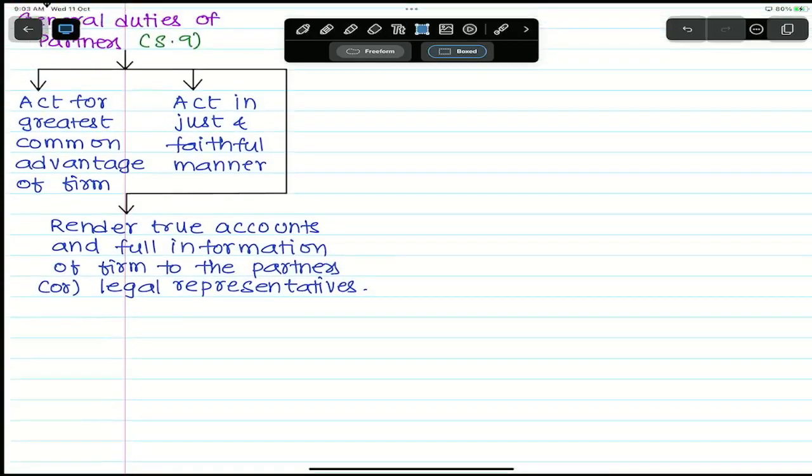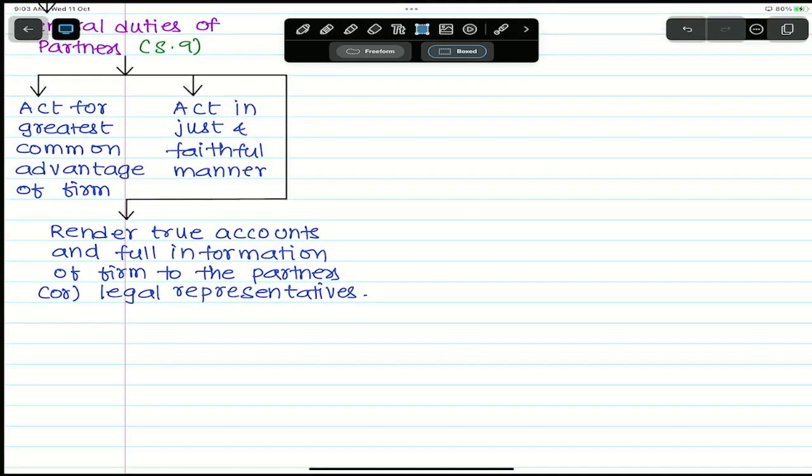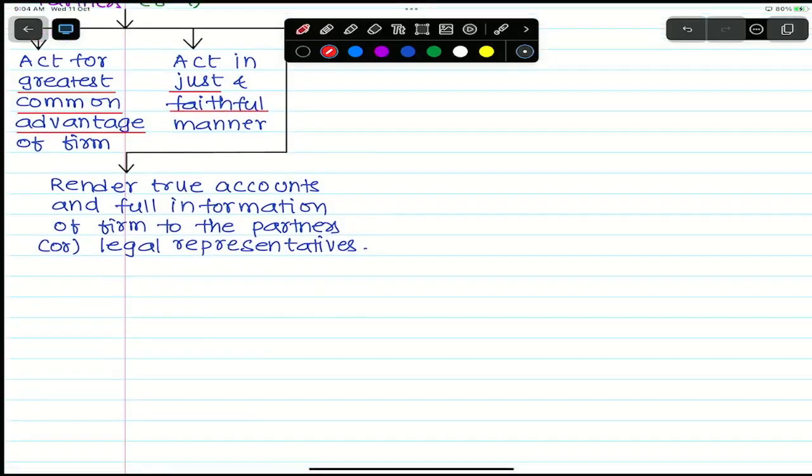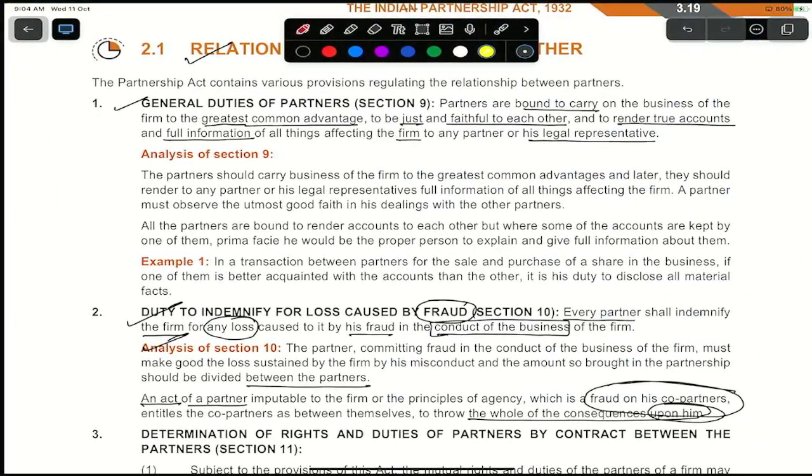So these 3 points, everyone understood clearly. First, act for what? Act for the greatest common advantage. Second one, just and faithful. Next, render true accounts, full information to the partners or the legal representatives. Completed? See here, we have now completed section number 9.